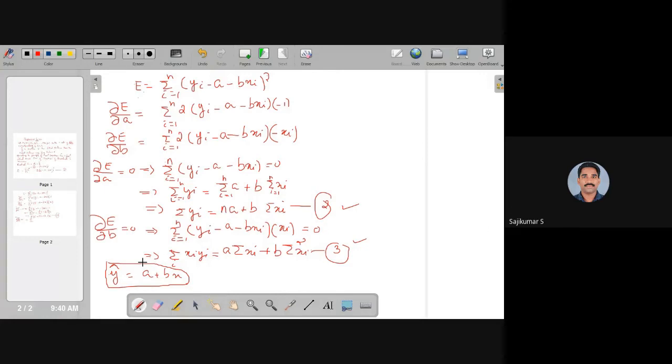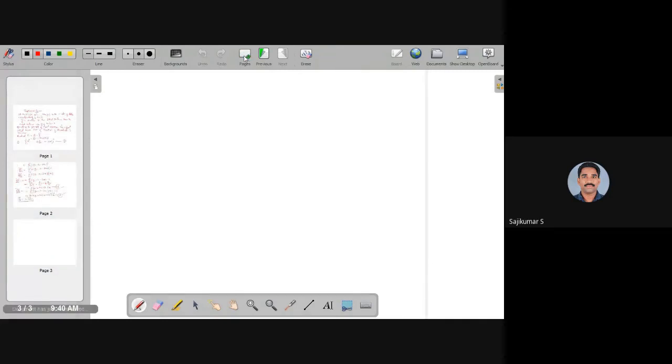So by applying the principle of least squares, we are finding the best values of a and b, so that y cap is equal to a plus bx is the regression line of y on x. And in a similar way, we can determine the corresponding normal equations and best fitted straight line for x on y. So these are the normal equations.